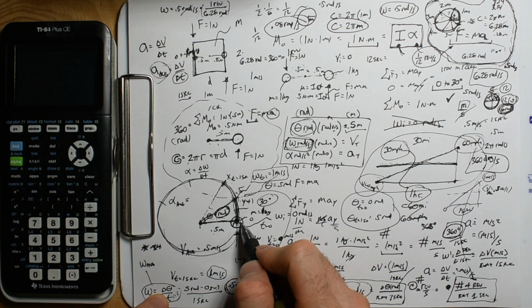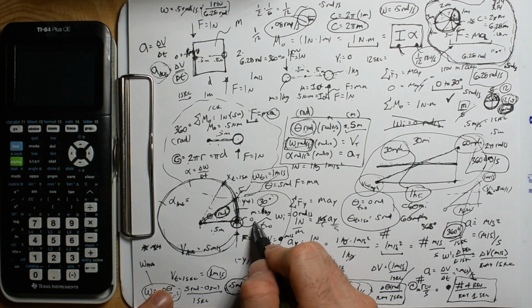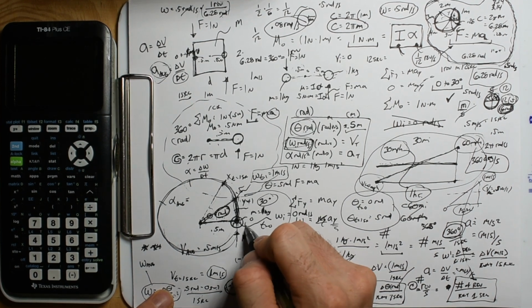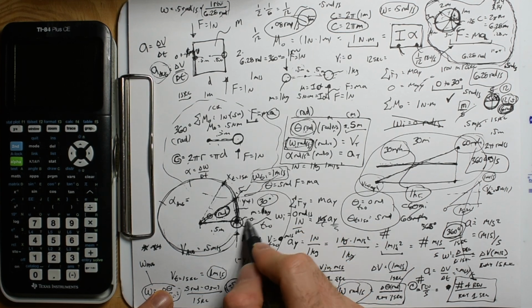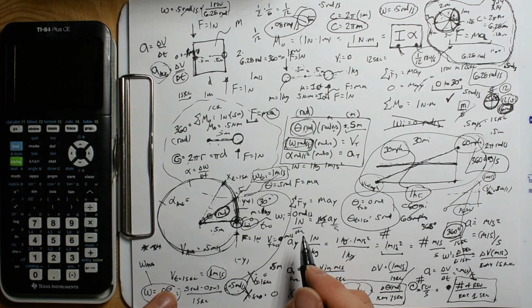But now we know the angular speed. We know the omega initial is 0, the omega final is 1 meter per second. So, I feel like I'm messing up again.